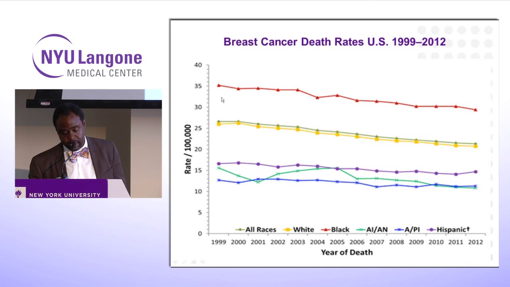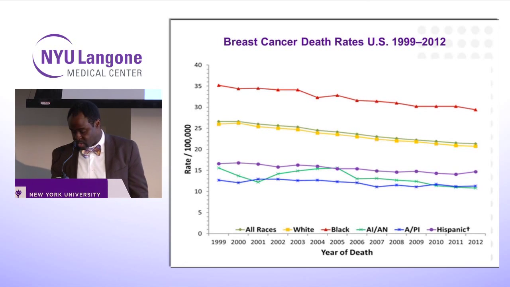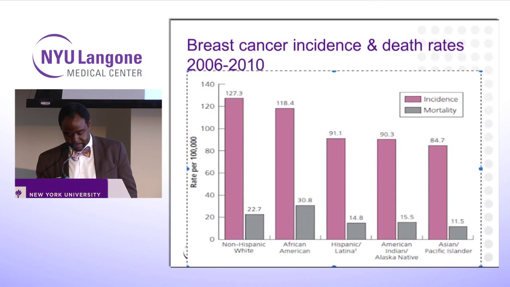And as we see, even though the death rates have declined somewhat for everyone, right? This line here is all races, right? We see that the death rates have declined faster in some groups compared to others. If you look really closely, you see that the gap between blacks and whites in terms of death from breast cancer is actually slightly widening, okay? Rather than closing, it's actually widening. So what are some of the reasons for that?